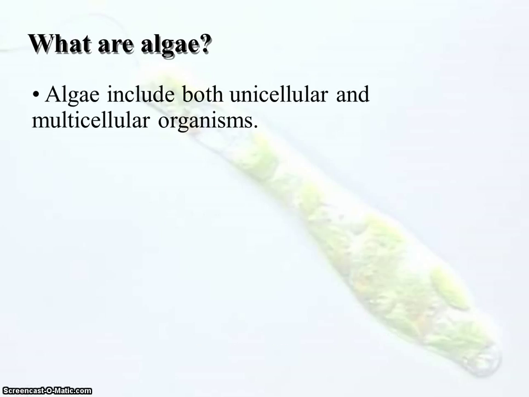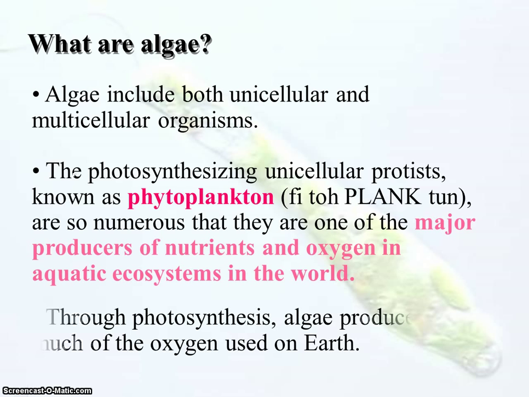All right, so what are algae? Our algae include both unicellular and multicellular organisms, so they are going to be single-celled and multicelled depending on the type of algae we're looking at. The single-celled algae are going to be called phytoplankton. There is an extremely large number of phytoplankton found in our aquatic environments, especially in our oceans. They also are one of the largest producers of oxygen from our aquatic systems.